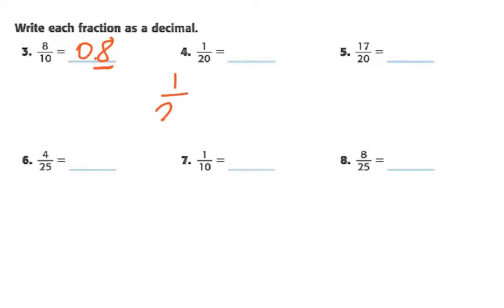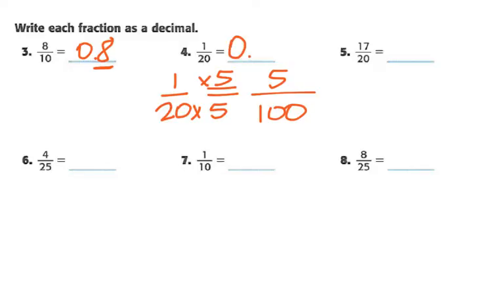Then I have 1/20. I need to get that to a denominator of 10 or 100. I can't get it to a denominator of 10 because I have 1 in my numerator, so I'm going to just go all the way up to 100. 20 times what equals 100? 20 times 5. So if I multiply my denominator by 5, I have to multiply my numerator by 5. And now I have 5 hundredths. That's not a lot. That's like a nickel. So I'm going to write 0.05.